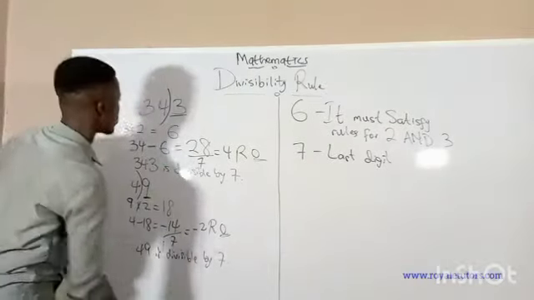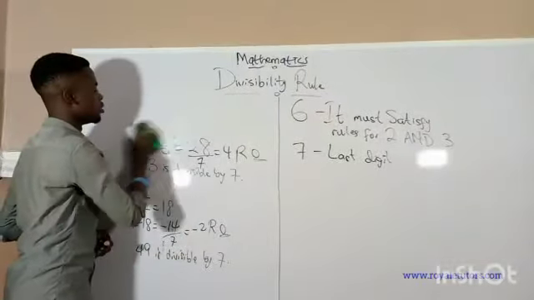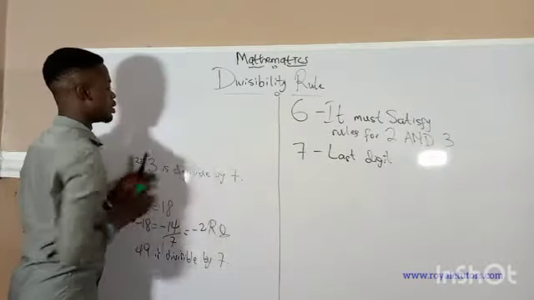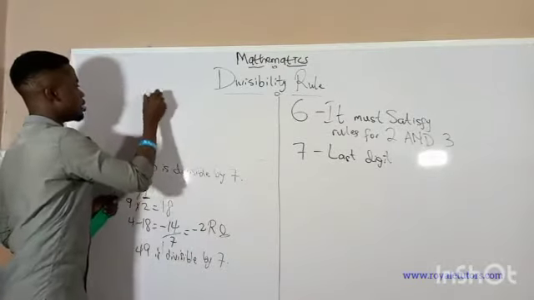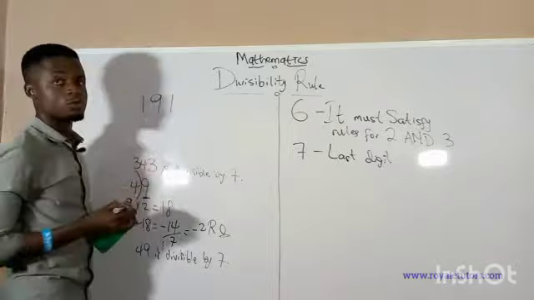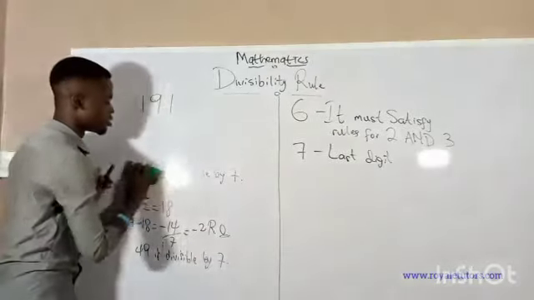So let me now ask this question. Is this number divisible by 7? The number 191. Is it divisible by 7? Let us check if it is divisible by 7.